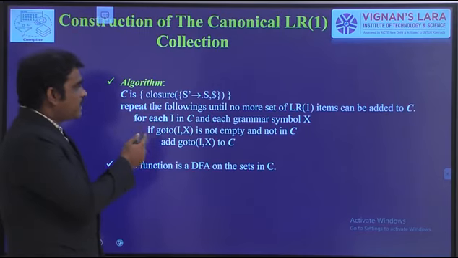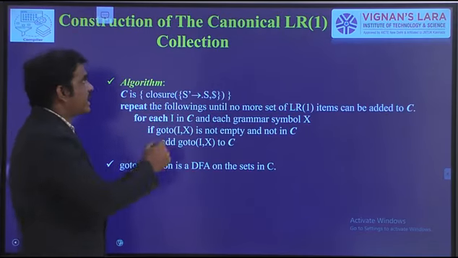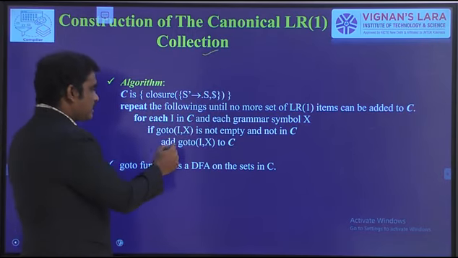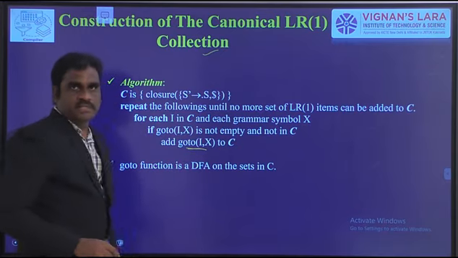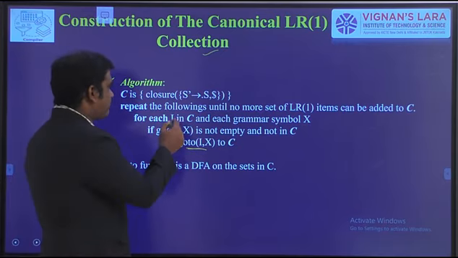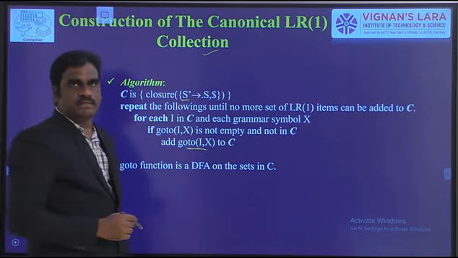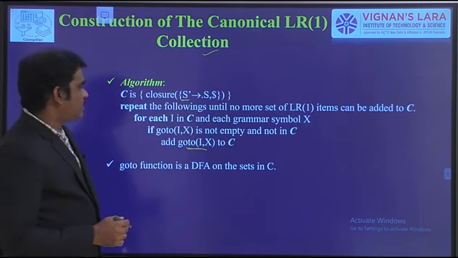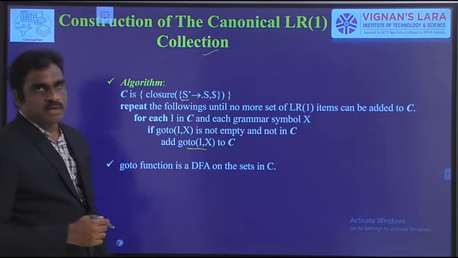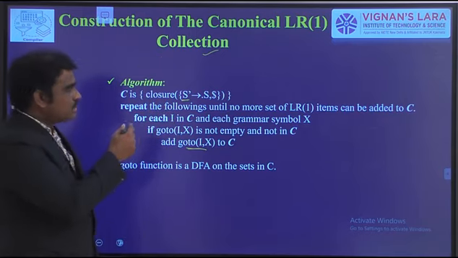Next one. By using this algorithm, we have to calculate the LR of 1 items. First, apply the go to operation. Next, after performing the go to operation, we have to perform closure set operations. By using these two functions, we have to compute the LR of 1 items, like SLR.